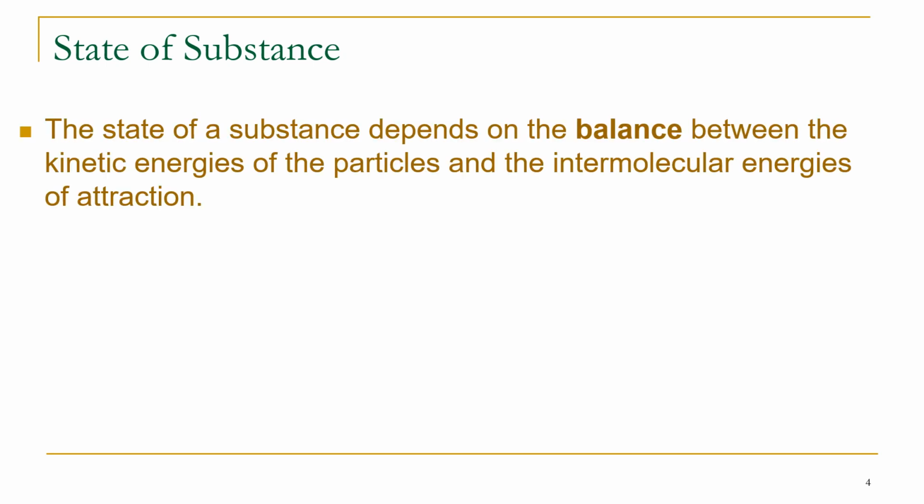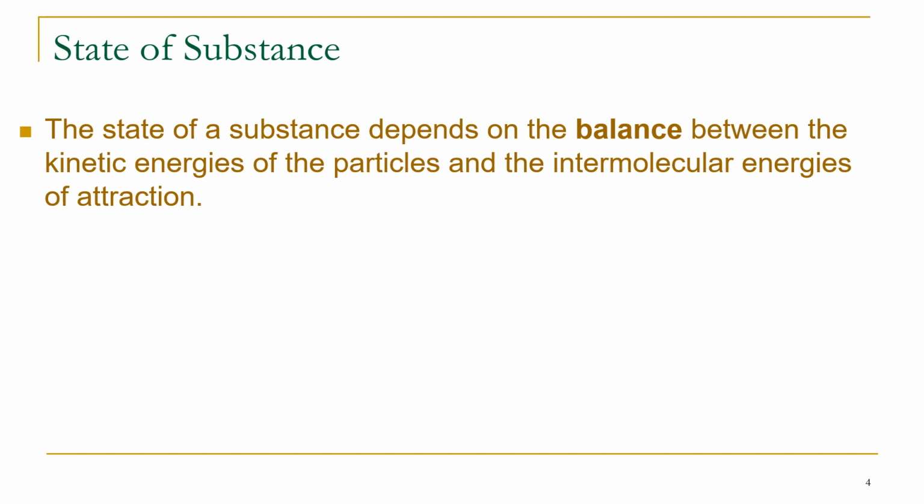All right, so let's talk about why there are different states of substances and what's happening when we have solids, liquids, and gases. Okay, so we know that the state of the substance will depend on the balance between the kinetic energy of particles. All molecules are moving. They all have some kind of kinetic energy. So there's this balance between the energy of motion of the molecules versus the intermolecular energy, the attractions that hold molecules together.